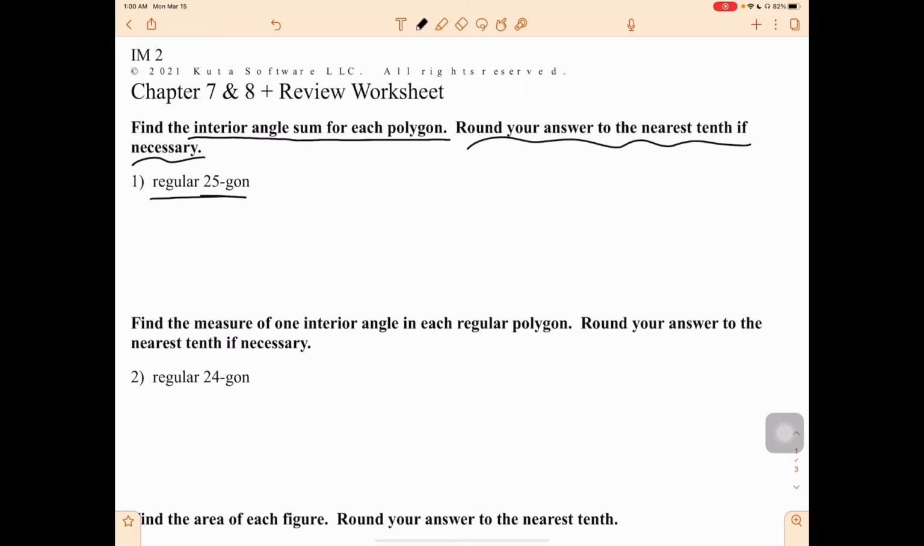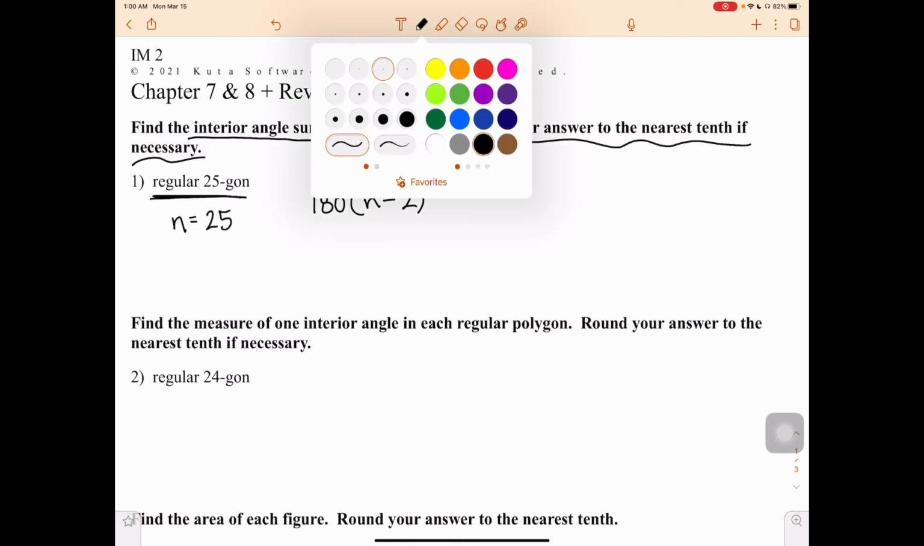So here we have a regular 25-gon. That means the number of sides is 25. N is the number of sides. Now our formula for the interior angle sum is 180 times n minus 2. And we proved this during class, okay?